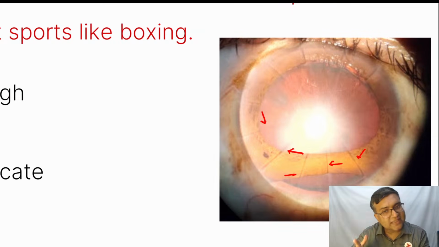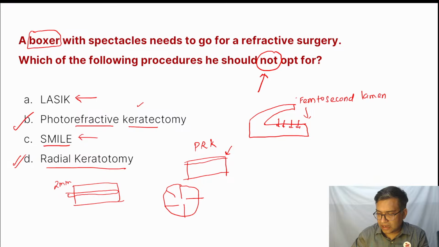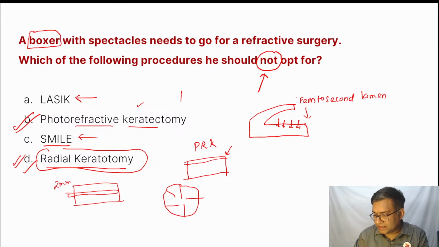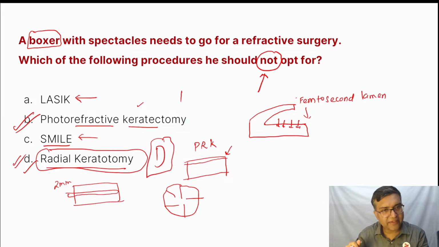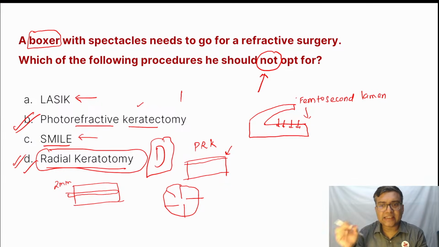So you always avoid a radial keratotomy in these patients. Okay, so I would basically not go for RK in this patient. So my answer here would be D. Is it clear, everyone? So though I would avoid any type of LASIK, but if this is given, I would basically not go for radial keratotomy because of the higher chances of perforation here.